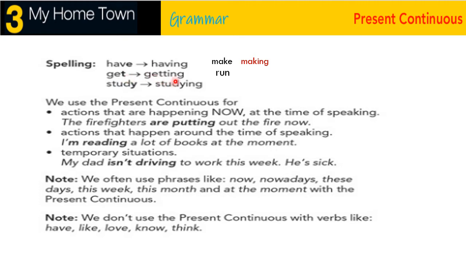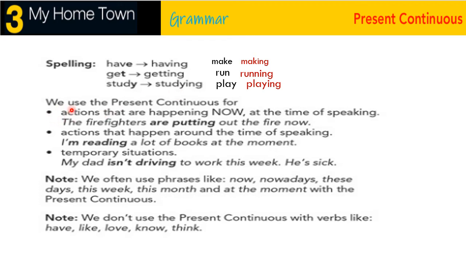Another example, run. Yeah, it's a one-syllable verb. I have what? Consonant, vowel, consonant. So before the last letter I have only one vowel, so I'll double the last letter, which is N, then I'll add ing, so run will be running. I double the N, then I add ing. Then for the rest of the verbs, like study, watch, whatever, just add ing at the end. Study, studying, play, playing, watch, watching, and so on.